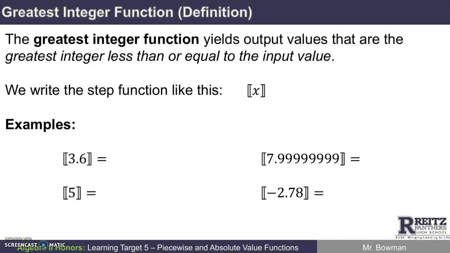So Panthers, we need to define for you the greatest integer function. The greatest integer function is a function that yields output values that are the greatest integer less than or equal to the input value. And the way that we denote that often in mathematics is by putting a kind of a double bracket on each end of a number. So this would be the greatest integer function of x. Sometimes this is called the floor function.